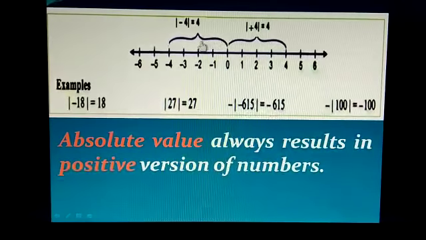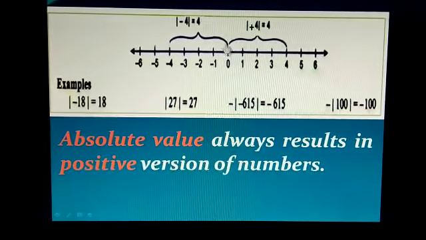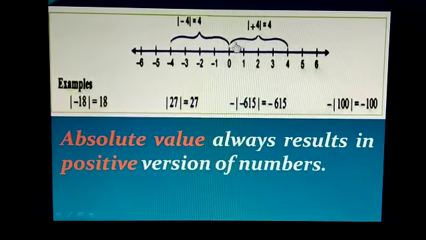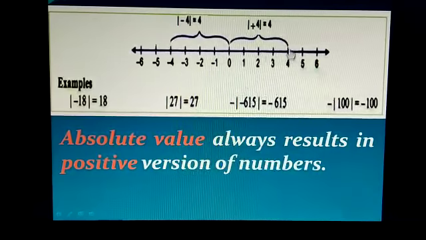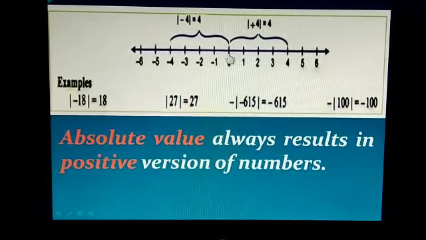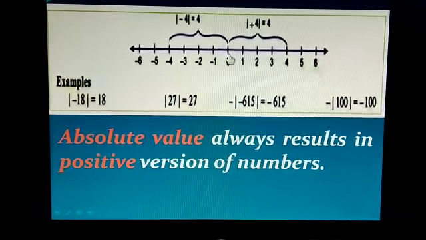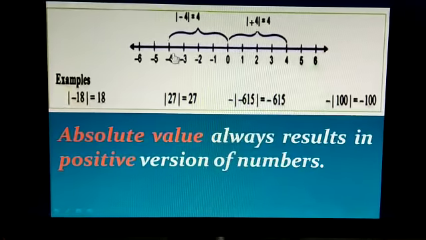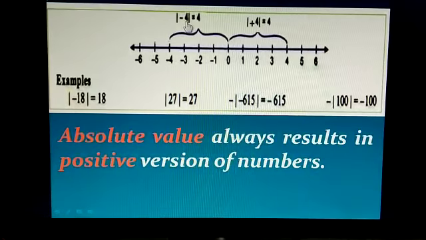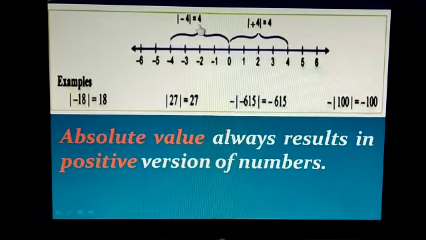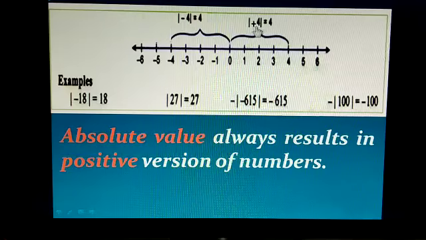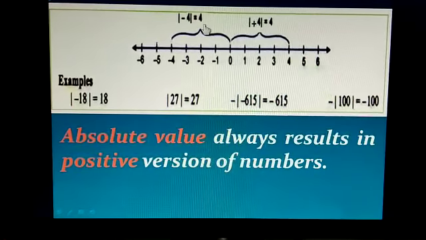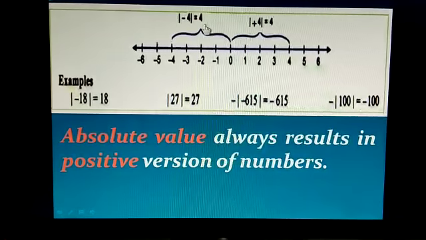So in this number line, the distance from -4 to 0 and the distance from 4 to 0 both remain the same. That means the modulus of -4 is equal to 4 and the modulus of +4 is also 4. In both the cases the distance remains the positive value.